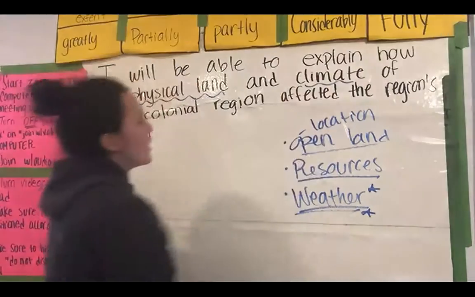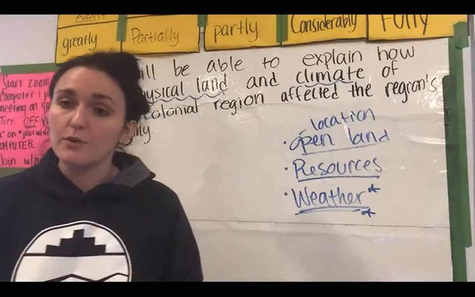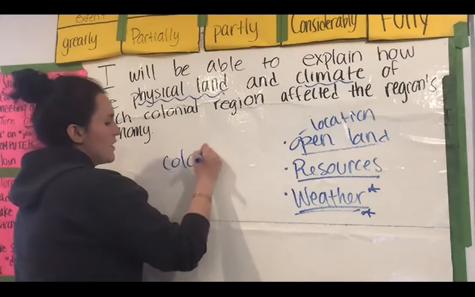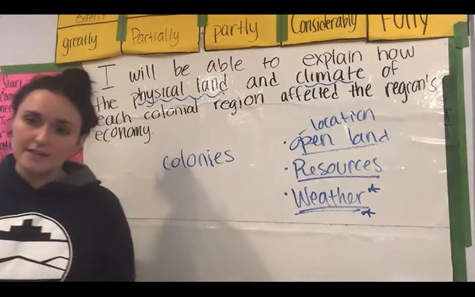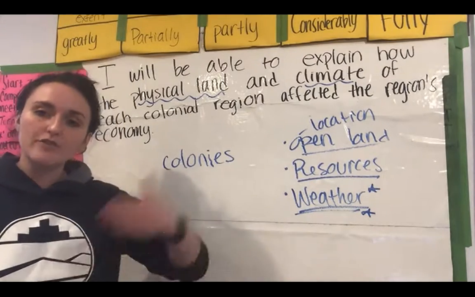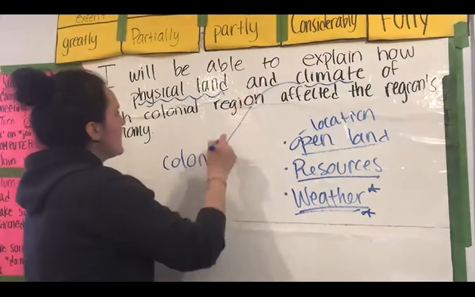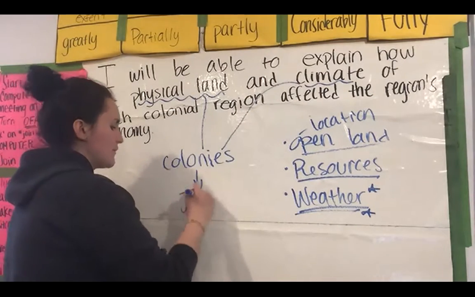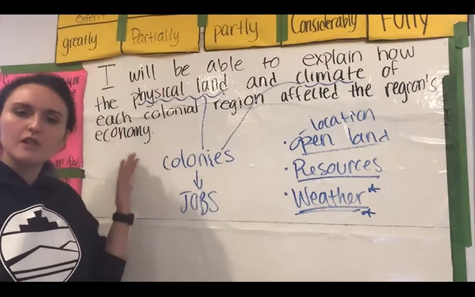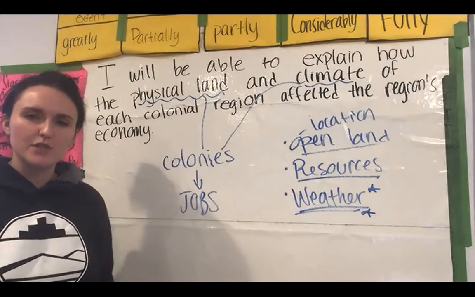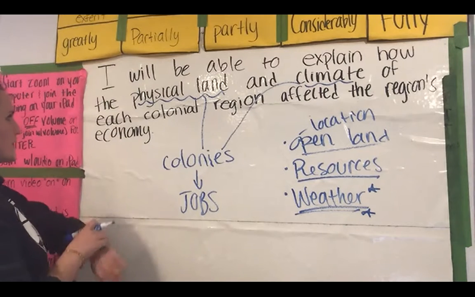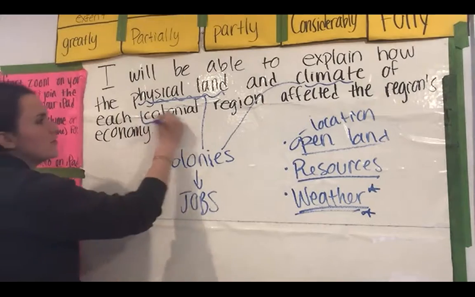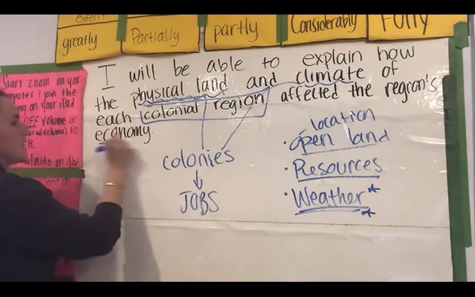Today, we're going to start thinking about the kind of jobs that people did back in the colonies. And we're specifically going to think about over the next 2 days how climate and how the land in the colonies affected the kind of jobs that people had. So with that, let's get to the learning target and really break down some of these terms. I will be able to explain how the physical land and climate of each colonial region affected the region's economy.